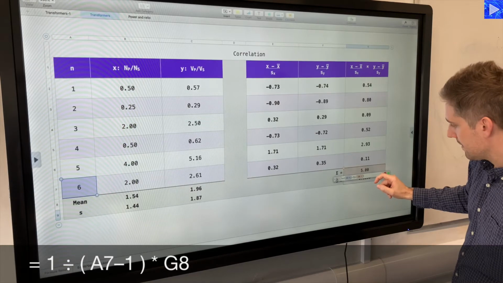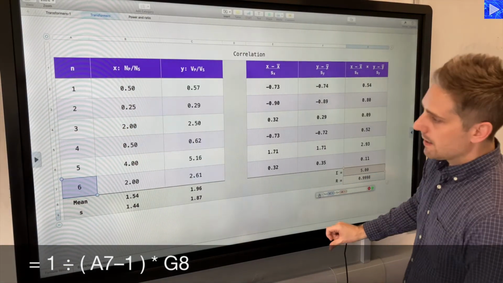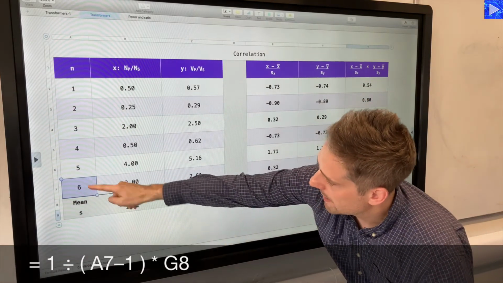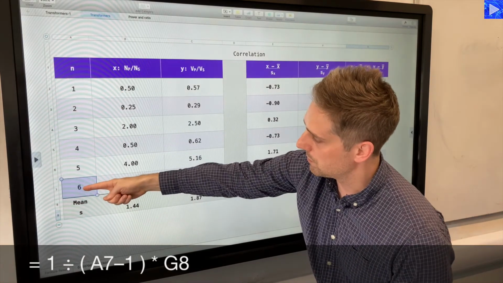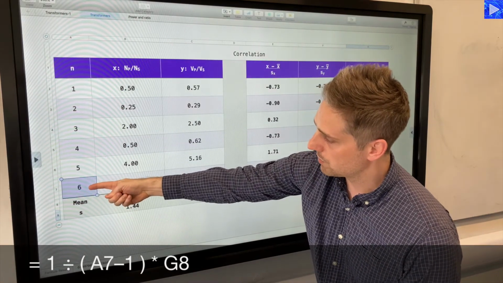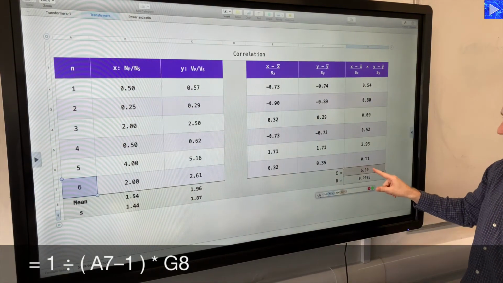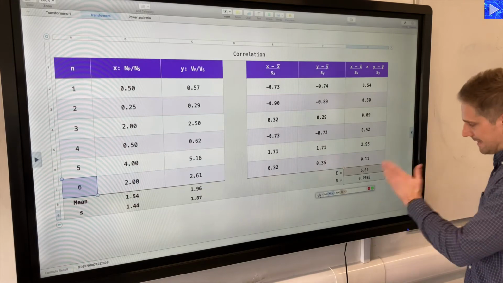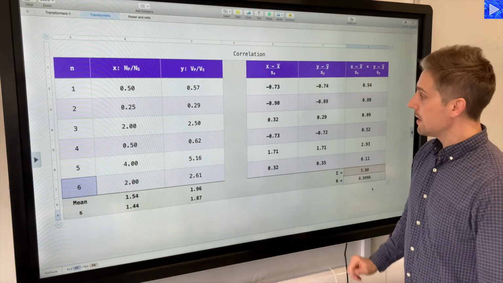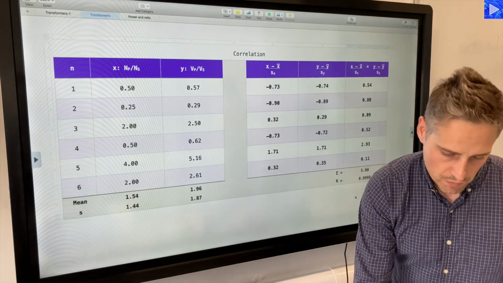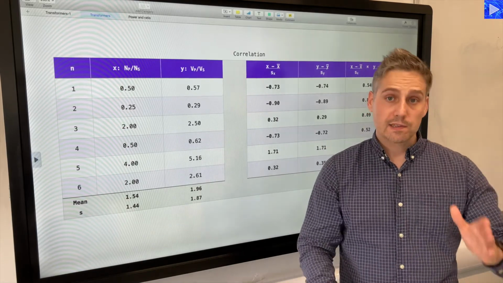1 divided by the number that we have minus 1, so that's like your degrees of freedom. So you take the number of data points you had, subtract 1, 1 divided by that, multiplied by the sum of all of these, that gives you your correlation value, the R value, and then we square that. So the spreadsheet that I make available for this experiment will include that.